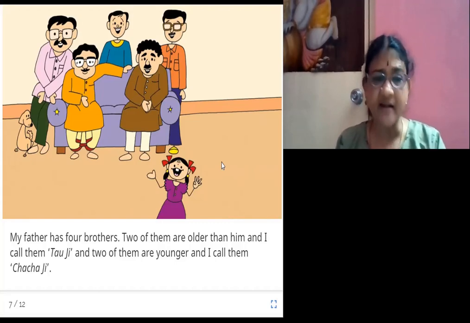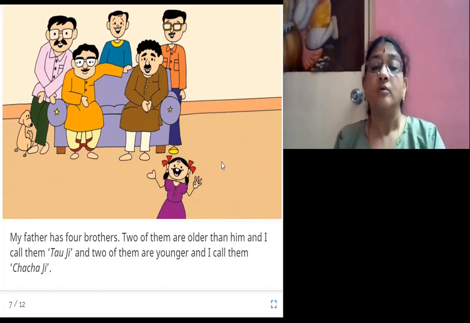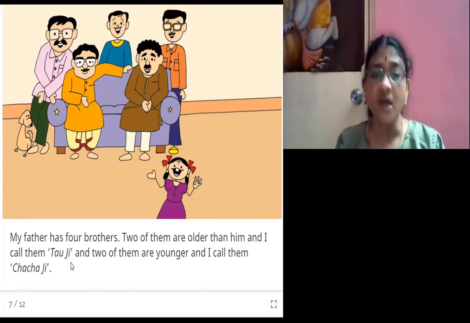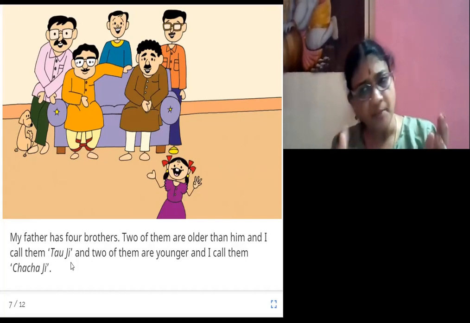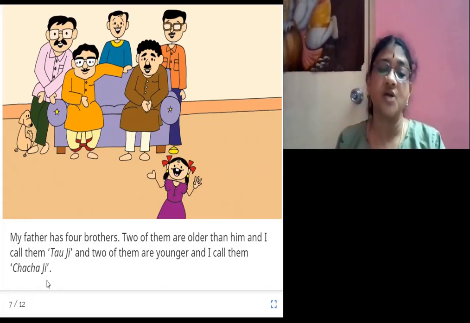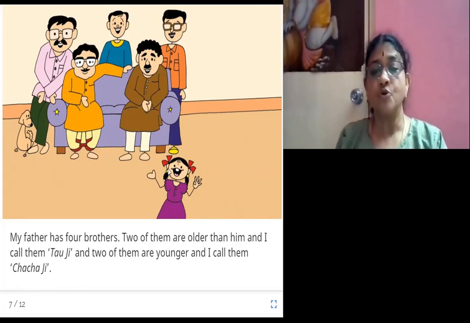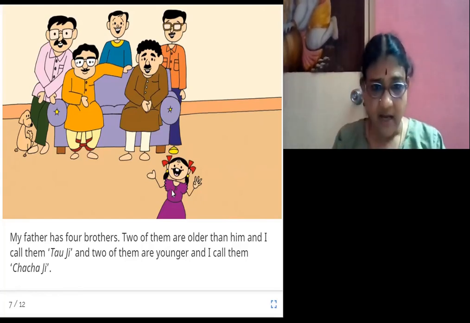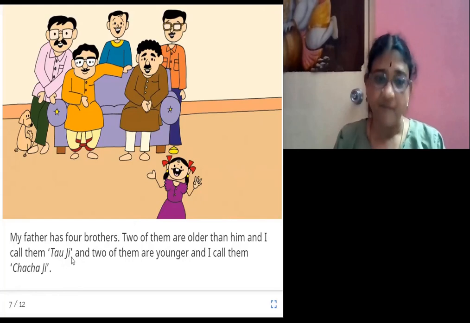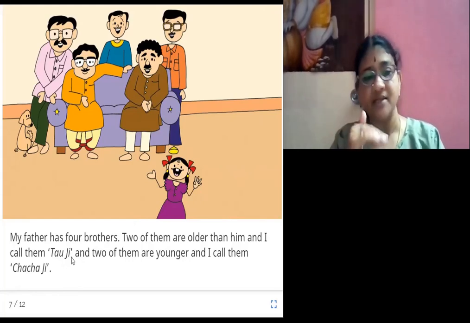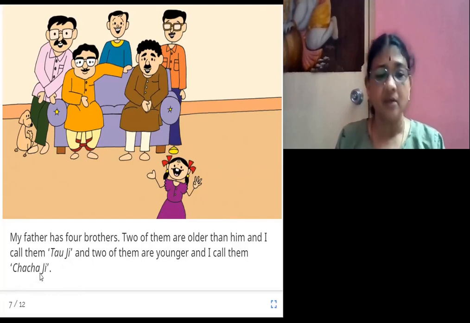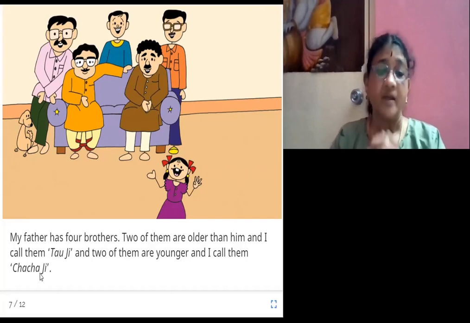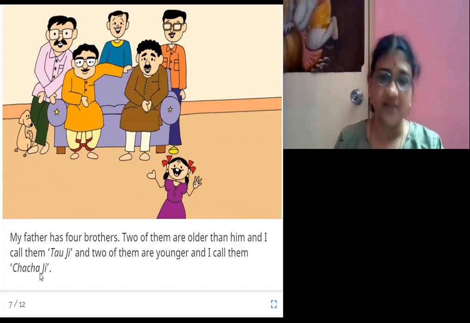Now, can you all understand? So, the elder brothers are called Tauji and the younger brothers are called Chacha Ji. So, now Tuk Tuk calls the two elder brothers Tauji and the two younger brothers Chacha Ji. But all put together means uncle. These are also Hindi words.